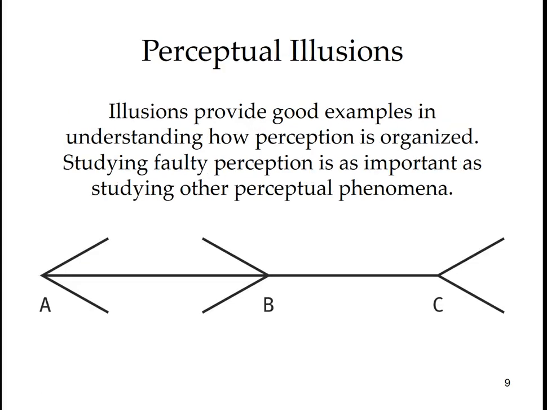So illusions provide good examples in understanding how perception is organized. Studying faulty perception is as important as studying other perceptual phenomena. When you compare segments AB and BC, most people will assume BC is longer, but because of the angles, AB is actually longer. If you'd like to prove this to yourself, you can pause the video and measure them for yourself, and you'll see that AB is actually longer.